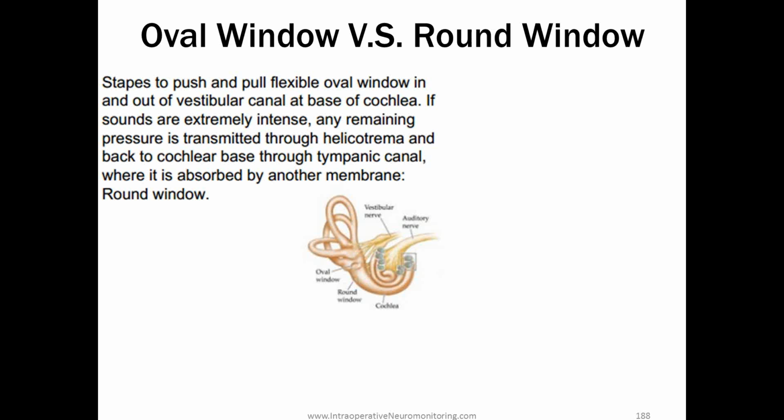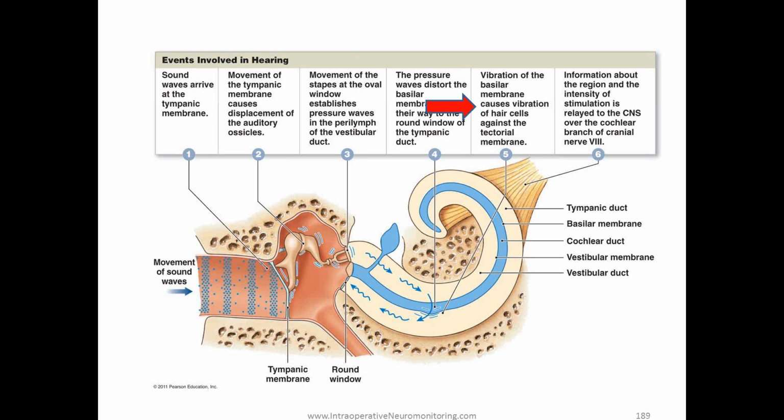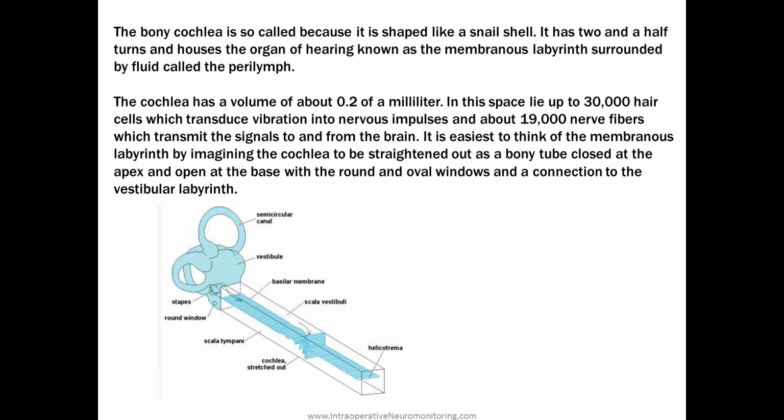So first, let's differentiate the oval versus the round window. The stapes pushes and pulls the flexible oval window in and out of the vestibular canal at the base of the canal. If sounds are extremely intense, any remaining pressure is transmitted through the helicotrema and back to the cochlear base through the tympanic canal, where it is absorbed by another membrane, the round window. Next event is the vibration of the basilar membrane causes vibration of hair cells against the tectorial membrane.